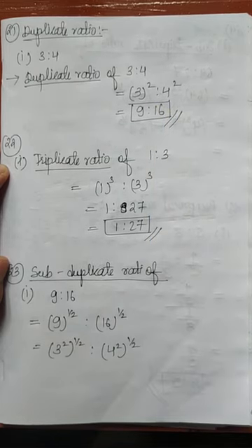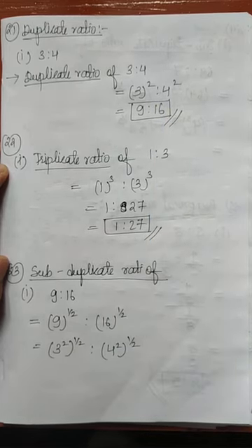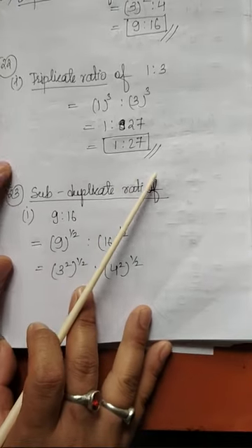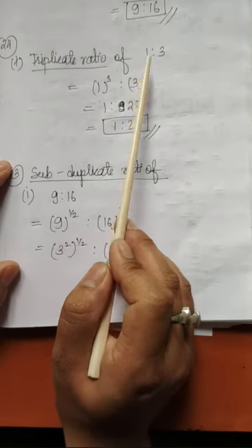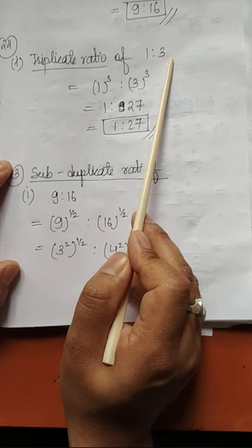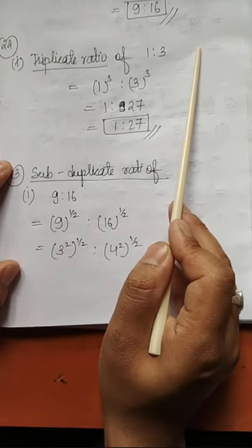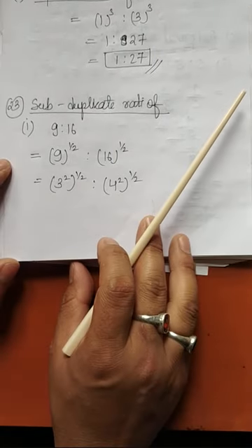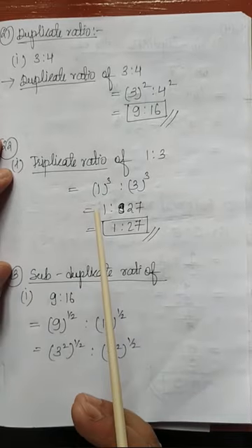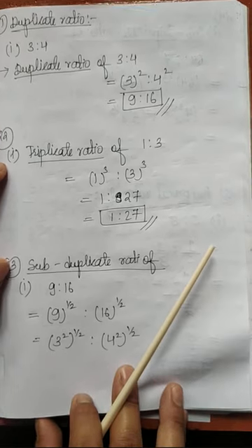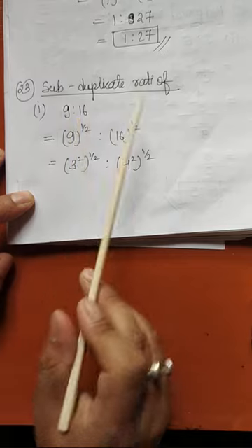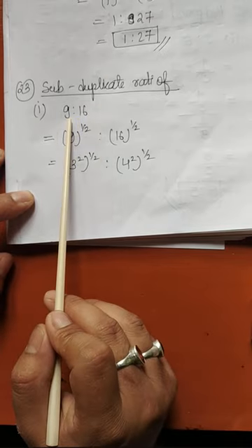Okay, so compound means to multiply the first terms is to the second terms, and duplicate means square of the first term is to square of the second term. Now therefore, what do you mean by triplicate then? Triplicate means cube. So 1:3 is the given ratio, and you have to find the triplicate ratio of 1:3. So it will be 1 cube is to 3 cube, which is 1 by 27. So duplicate means square, triplicate means cube, and now we move to subduplicate. Subduplicate means square root. We need to find the subduplicate of 9 is to 16.